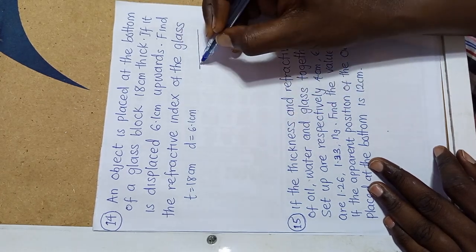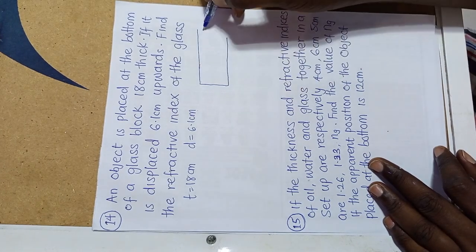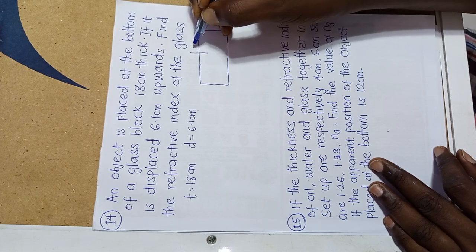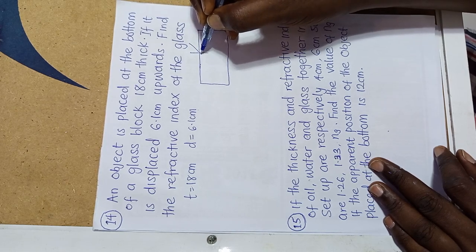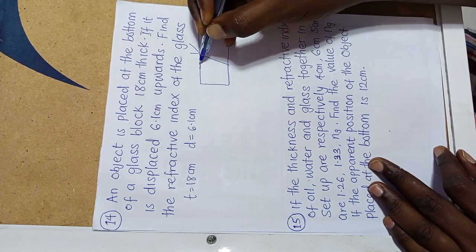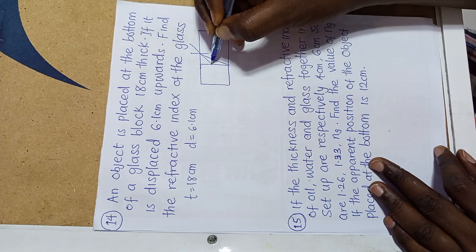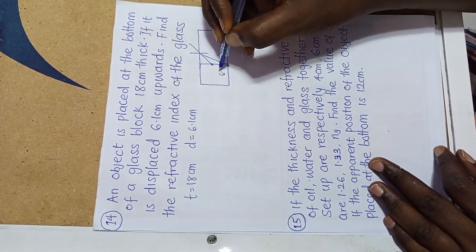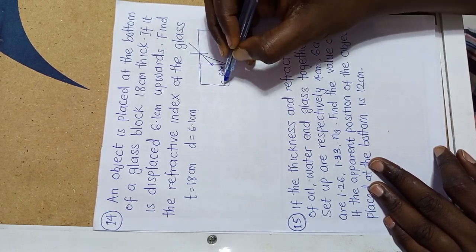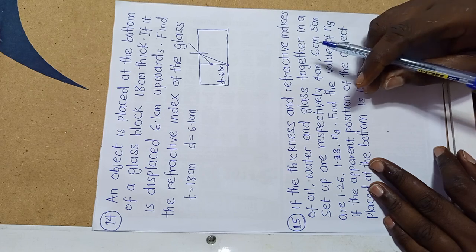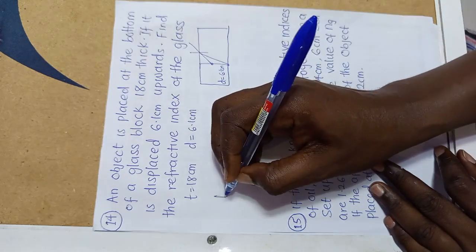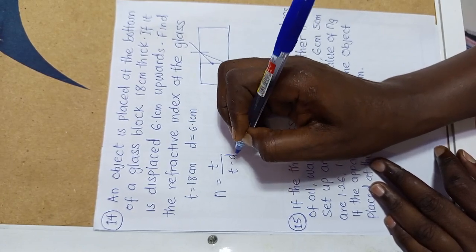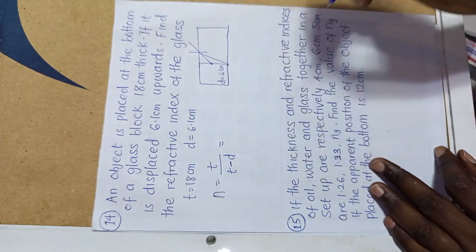If you draw the diagram, I've drawn the diagram before, so I don't think that one should be hard for you. So this one now from here to this place is 6.1 centimeter, which is your D. Now, find the refractive index. So N equal to T over T minus D. That is the formula I want to use.